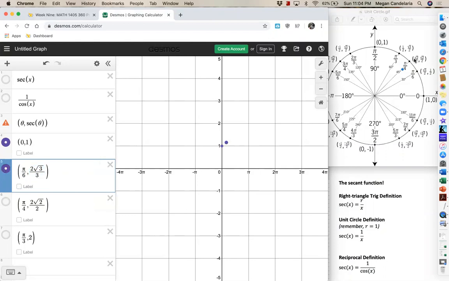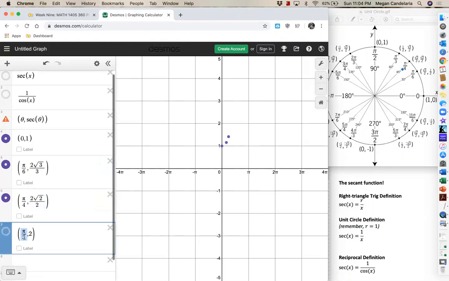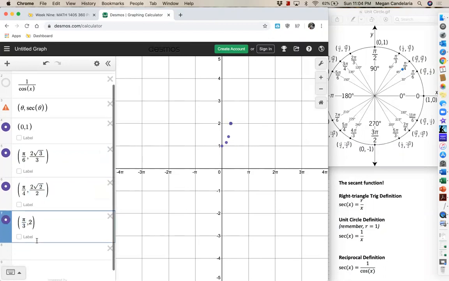For pi over 4, our x value is square root of 2 over 2. Reciprocating that gives us 2 over the square root of 2. And rationalizing that gives us 2 square root of 2 over 2. So there's our next point. And at pi over 3, we've got 1/2. Reciprocating that would be 2 over 1, or just 2. So there's our next point.